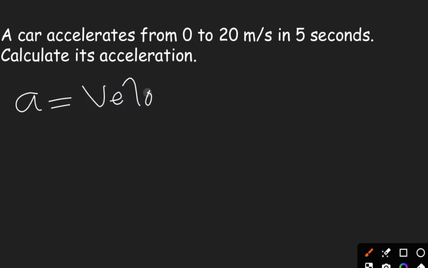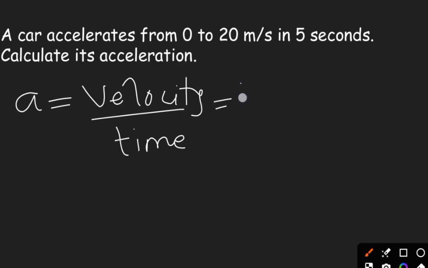Velocity over time. Change in velocity with time. Final velocity minus initial velocity over time.